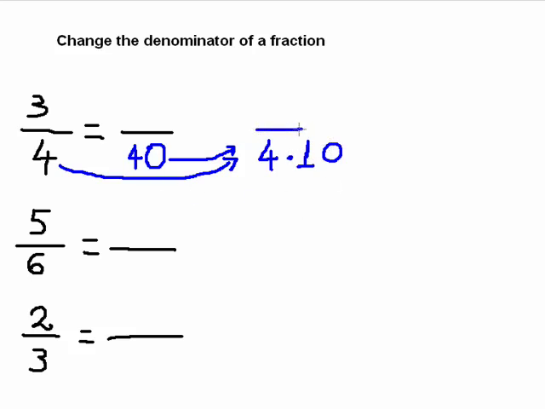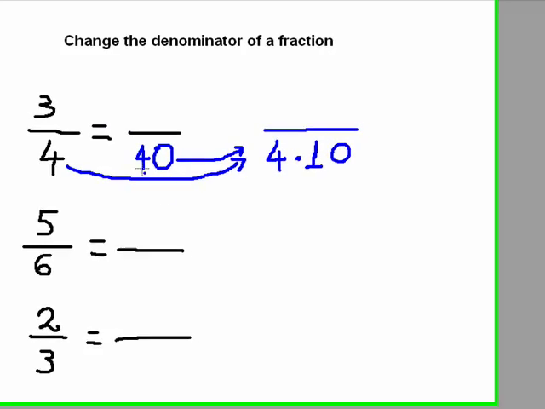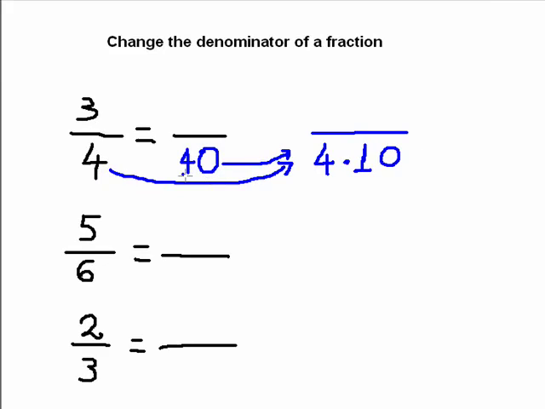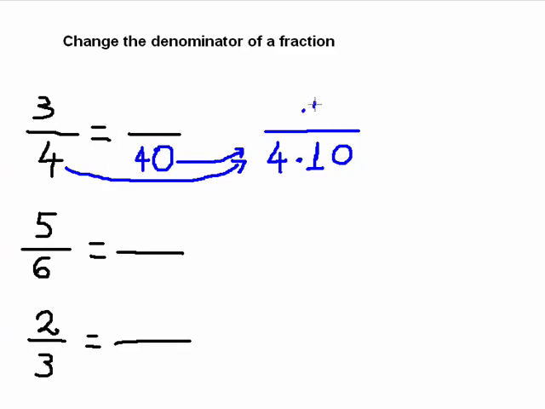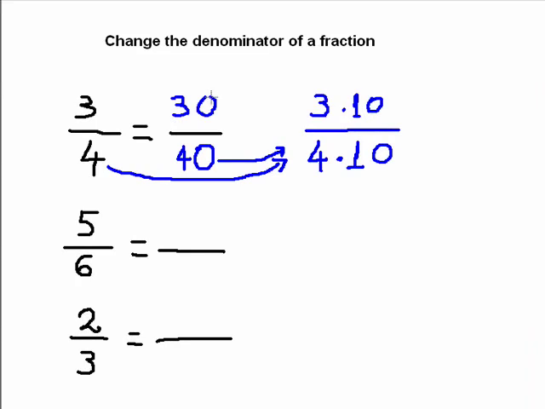Well, that's correct. So, in order to go to a fraction that is equivalent to 3 over 4 but has denominator 40, you need to multiply the denominator by 10. So this means that you need to do exactly the same to the numerator. So you have to multiply the 3 by 10. So the fraction that you will get is 30 over 40.